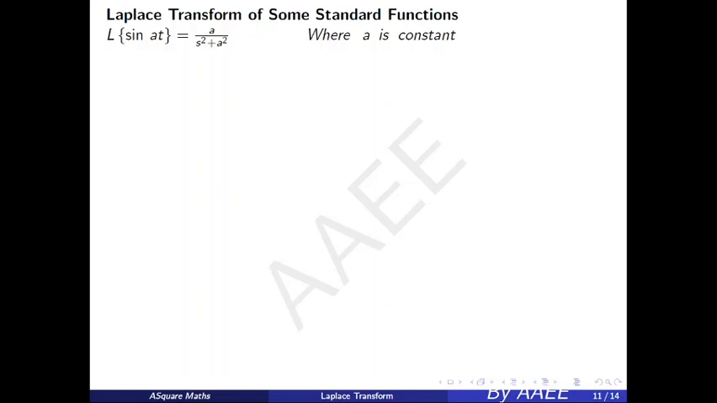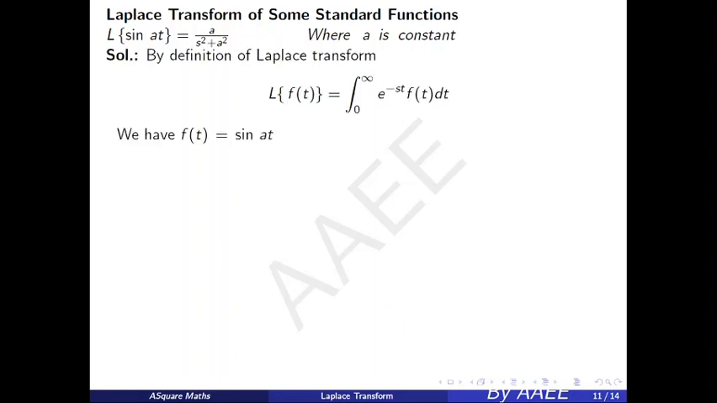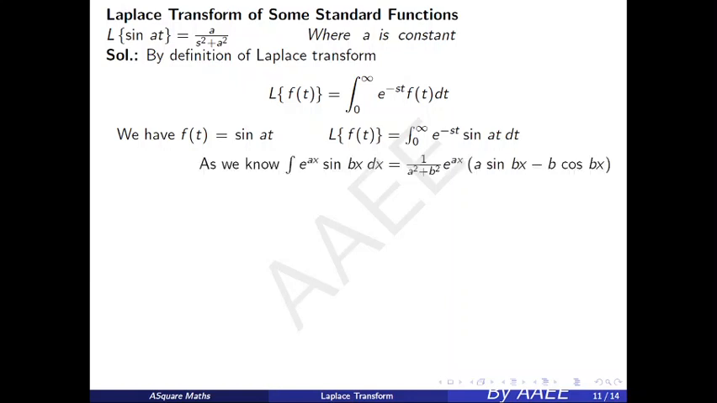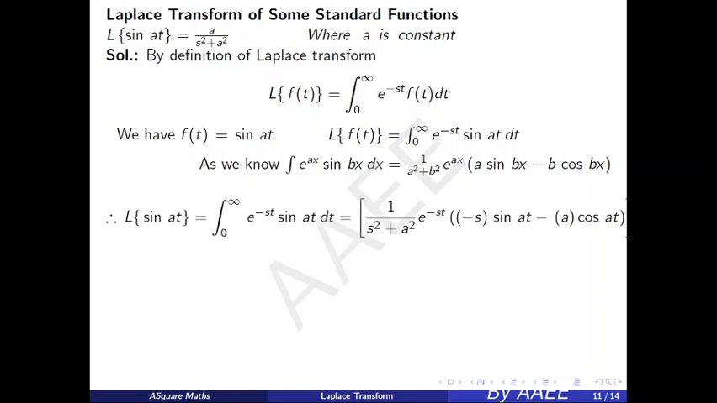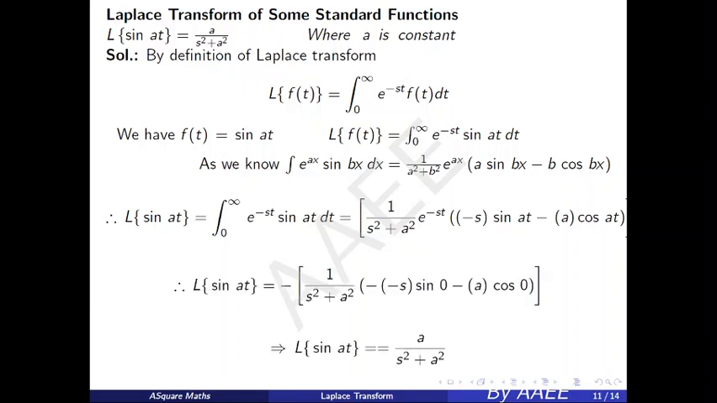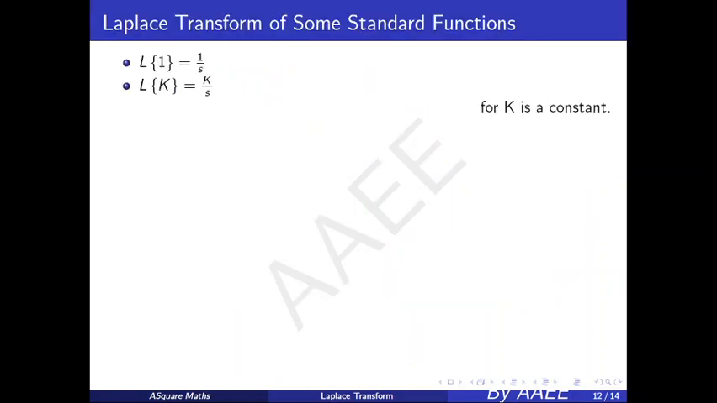Similarly, you can find the Laplace transform of sin of at is equal to a upon s square plus a square. Let us take f of t equals sine of at. Laplace transform of f of t is equal to integration from 0 to infinity e raised to minus st sine of at dt, by using the formula of integration of e raised to ax sine of bx dx. We have this quantity. By putting upper limit and lower limit, you get this one. Similarly, you can prove the formulas. So I am giving the list of the formulas directly.